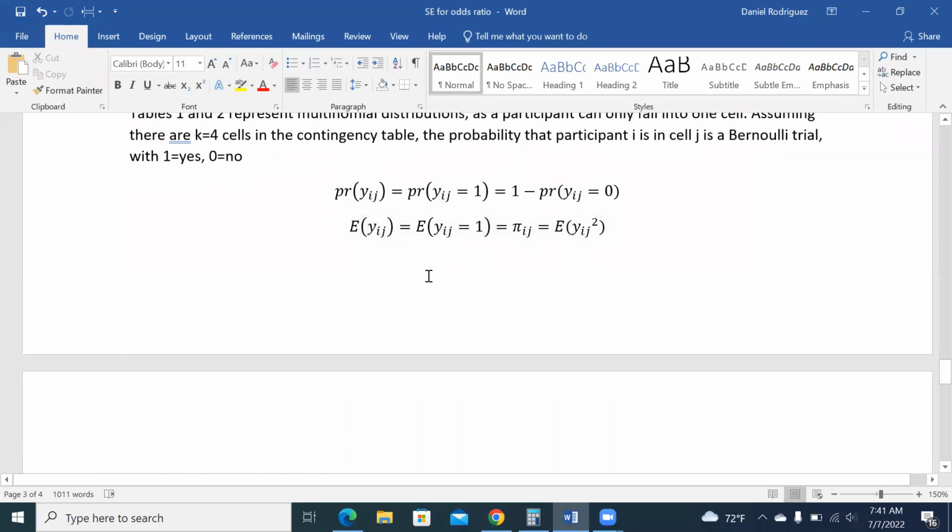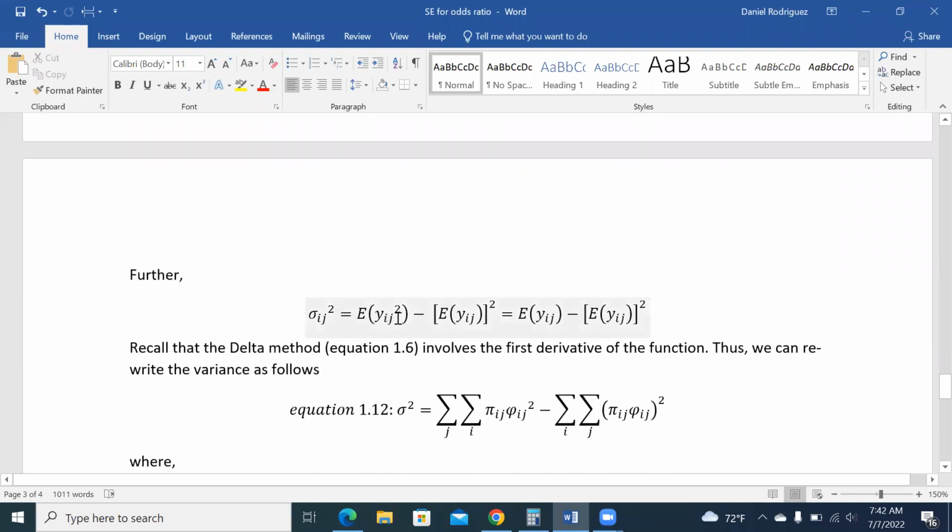And this is interesting too. You could either be a 1 or a 0, either a success or a failure. So the probability that Y is equal to 1 is pi ij, which is the same as the probability of Yij squared, because the values are either 1 or 0. So 1 squared is 1 and 0 squared is 0. We'll need that a little later. In fact, I'll show you right here.